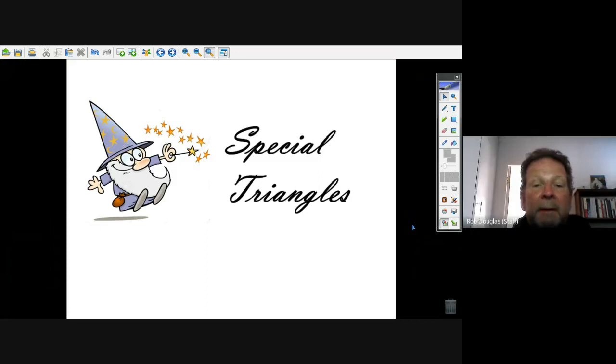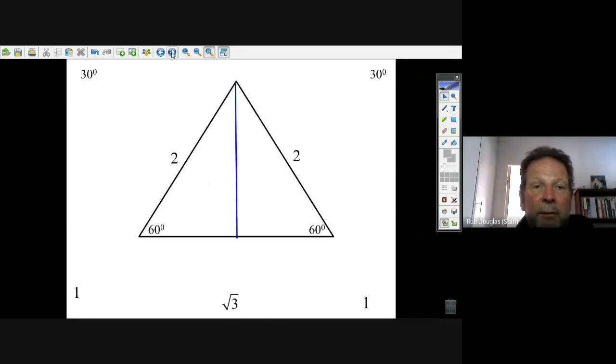Okay, we're going to look at something called special triangles. Sometimes they ask you to do trigonometric questions, and they say you're not allowed to use a calculator. Well, whenever they say you can't use a calculator, it's time to pull out your special triangles. Now, I'm going to show you one.